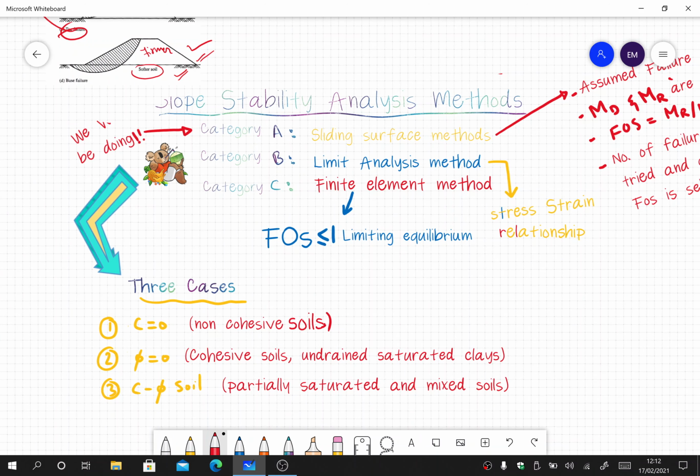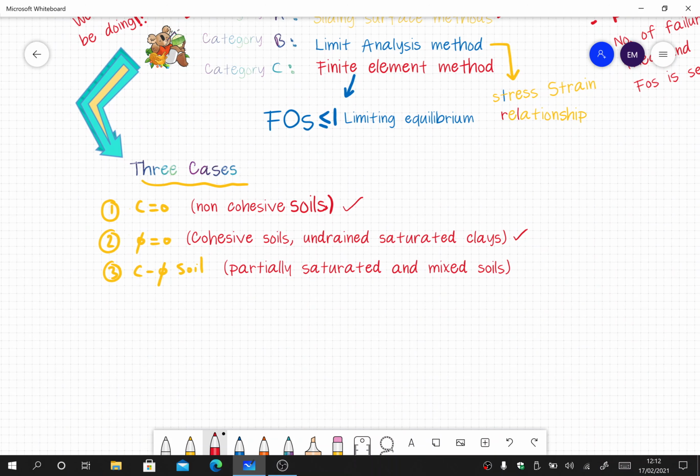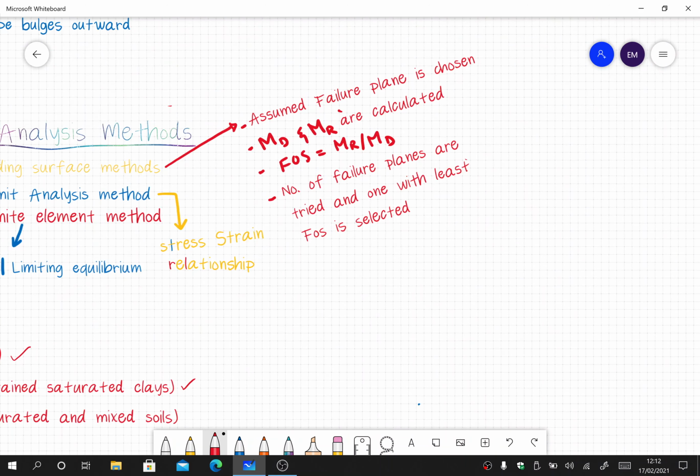It's category A. In this method we will be considering three cases. The first one is purely non-cohesive soil, that means C is equal to 0. Then we have purely cohesive soils or undrained saturated clays, that means phi is equal to 0. And then we have C-phi soil, or partially saturated and mixed soils. This is how we will consider the three cases separately for the slope stability analysis.